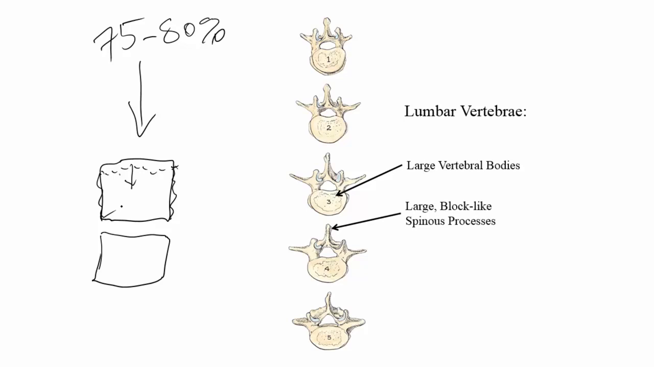We have large block-like spinous processes projecting out posteriorly, best seen in a lateral view, but you can get a sense of that from this superior view as well. Then the articular processes are vertically oriented and have some curvature to them. They're described as being somewhat J-shaped.